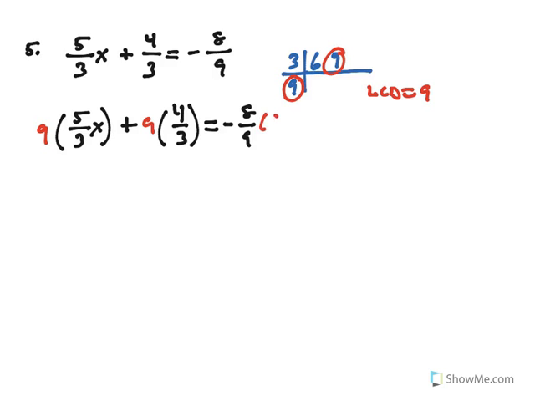I'll put the 9 on this side, okay? And now we can cross-cancel the denominator with the LCD. So 3 goes into 3 once. 9 divided by 3 is 3. And then I do 3 times 5x, which is 15x. See how that worked? 3 times 5 is 15x.